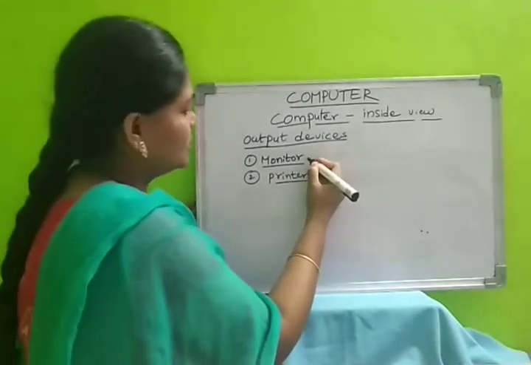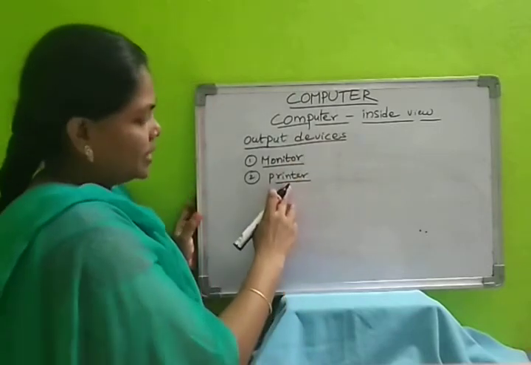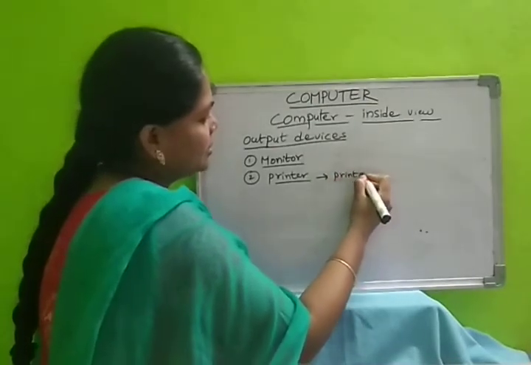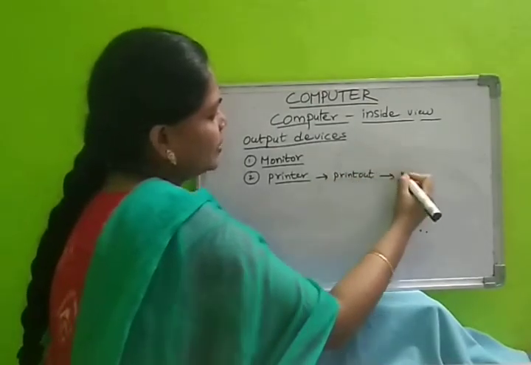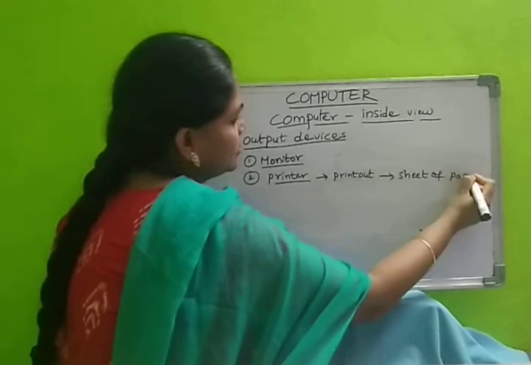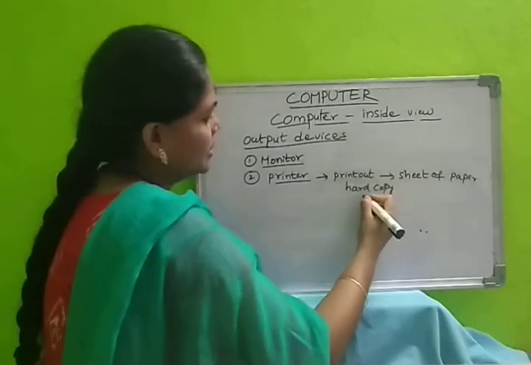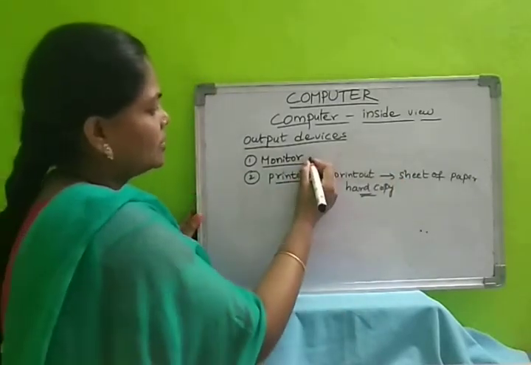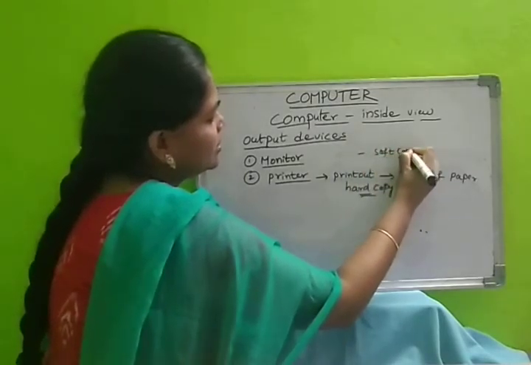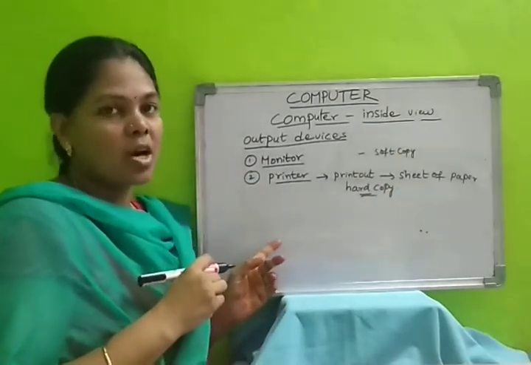Whatever information you see on the monitor is called soft copy. Whatever you take as a printout on a sheet of paper is called hard copy. This is called hard copy.